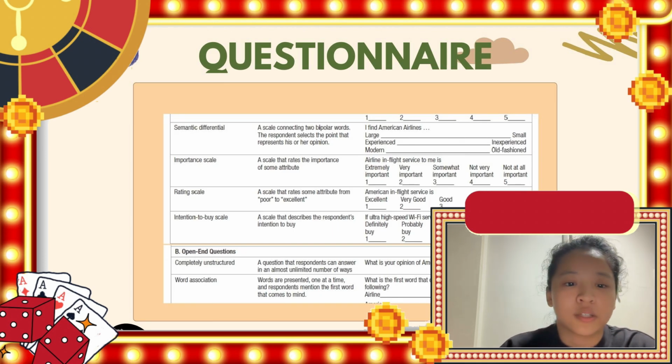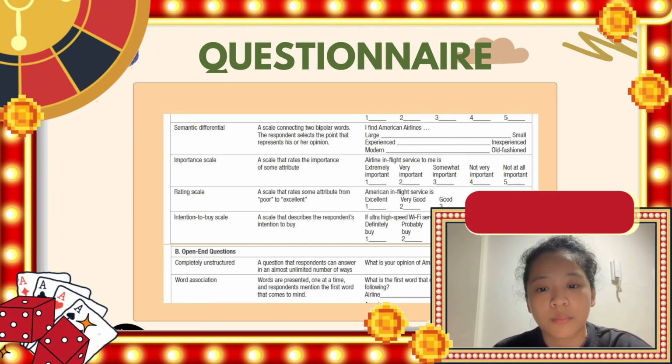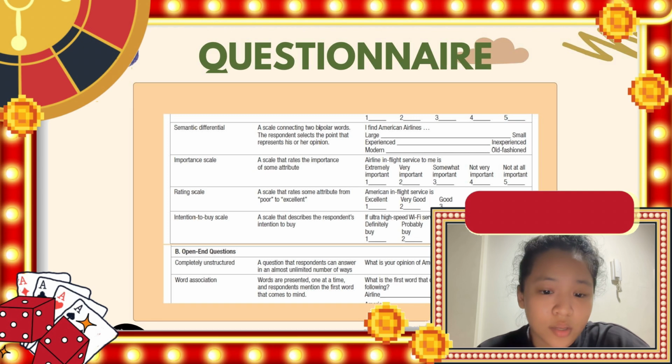Marketing research questionnaires can be categorized based on the type of questions they contain. The first is close-ended questionnaires. These questions provide respondents with a predefined answer, making them easier to analyze quantitatively. Different types of these are dichotomous, multiple choice, Likert scale, semantic differential, importance scale, rating scale, and intention to buy scale. The second is open-ended questions.